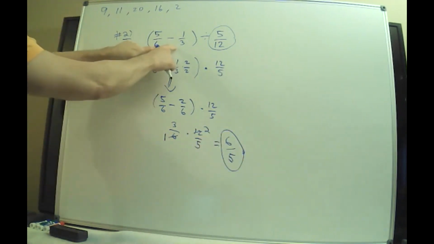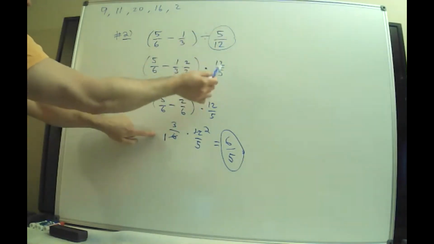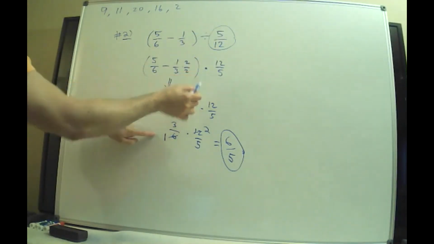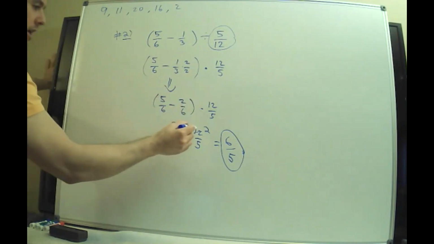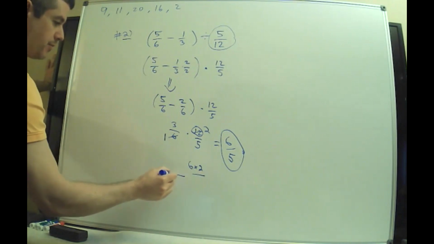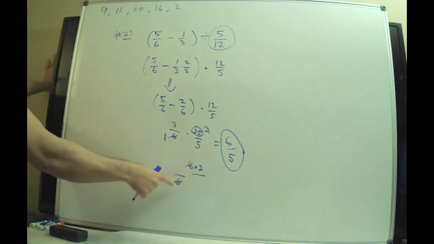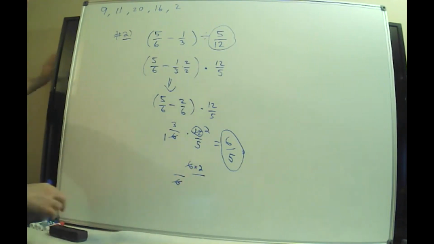So again, combine the two fractions inside the parentheses first. Flip this over and switch it to multiplication, and then do the crossing out. If you needed to write 12 as 6 times 2 to cross out the 6, same thing. You know, we did this before. If this helps you, then do that, okay?